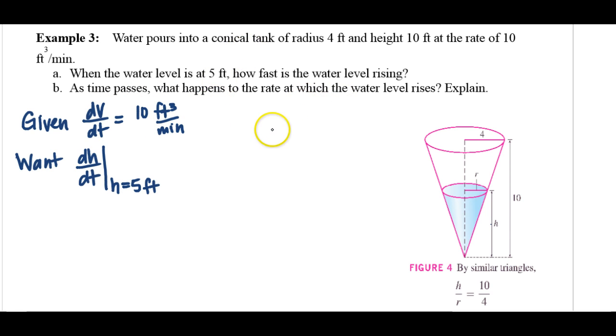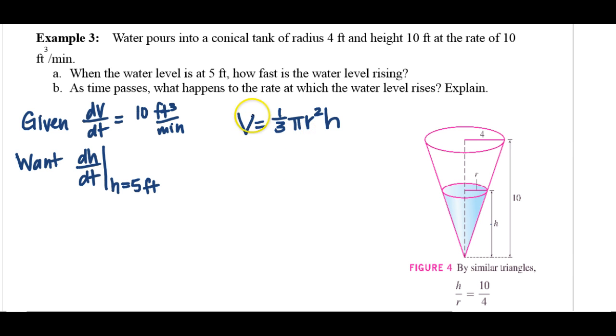All right, so now we have to relate the variables. So I want to relate r and h. Those are the two quantities that I'm considering. Now I am given this extra piece of information, this 4 and 10, and we'll see how that comes into play in a second. But right now I want to relate the variables. So the variables are V and h, the volume of a cone, and I'm thinking about the volume of the water part in the cone. The volume of a cone is 1/3 pi r squared h.